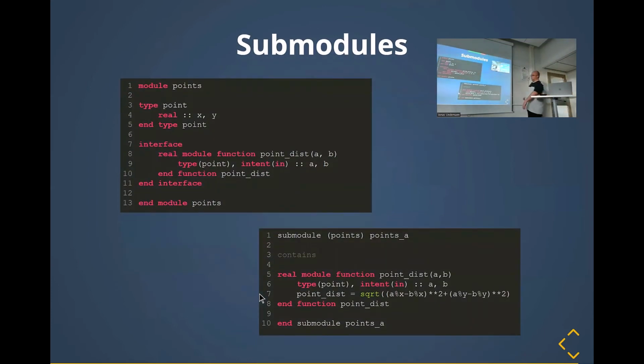So this is an example of this. I have module points here, and I have a submodule here, points. This is a submodule of points, and I can continue adding stuff here. And this could be a separate source code file from this one.